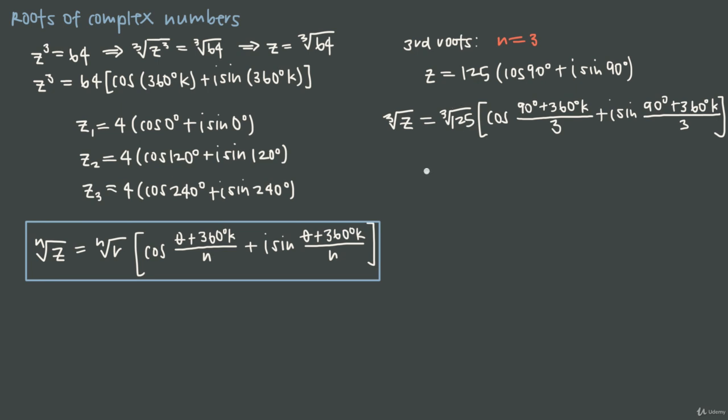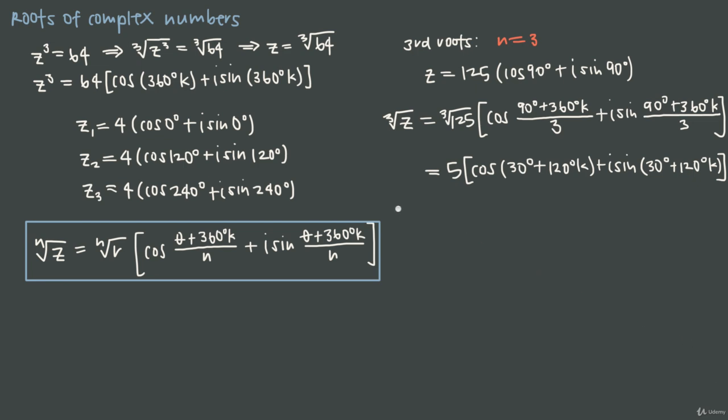So the third root of 125 is 5. And then before we start actually finding roots, I can still simplify what's inside here a little bit. Because 90 and 360 are both divisible by 3, I can divide 3 evenly into those and say cosine of 30 degrees plus 120 degrees times k, plus i sine of the same thing, 30 degrees plus 120 degrees k. And now I have my expression simplified. All we need to know now to find the roots are the values of k. And keep in mind that k always starts at 0.